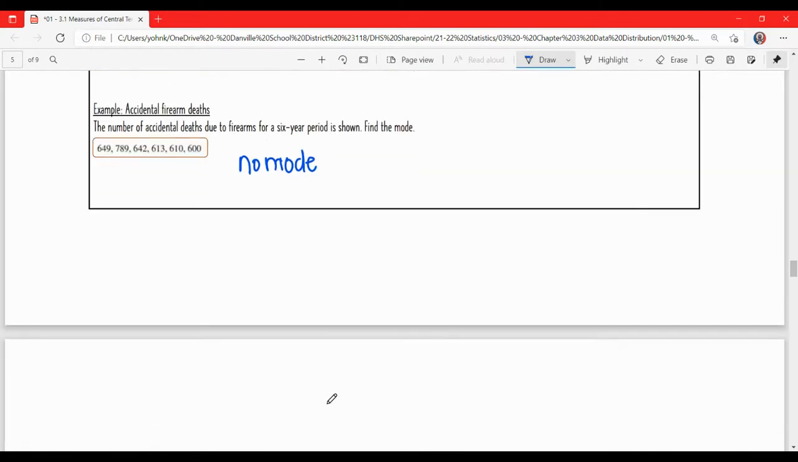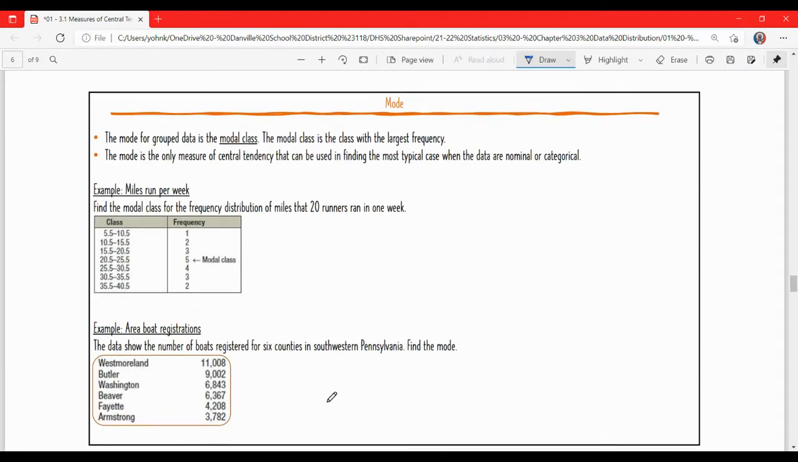Now, if you don't have a list of numbers, you can find the mode using a grouped frequency distribution or just a table that includes different things and the number of them. So the mode for a grouped data is called the modal class, and that's just the class with the largest frequency. The mode is the only measure of central tendency that can be used in finding the most typical case when the data are nominal or categorical. So I would make sure that nominal or categorical data, you're going to be using the mode.